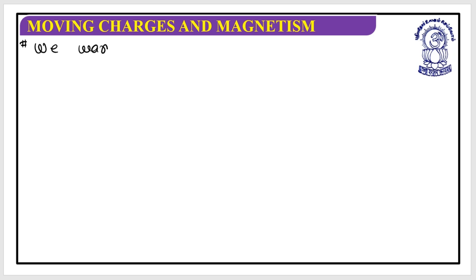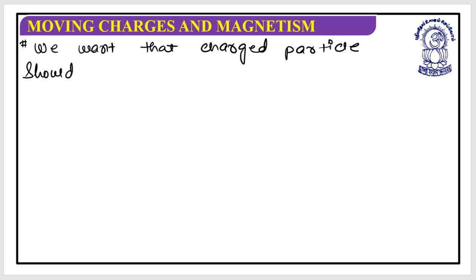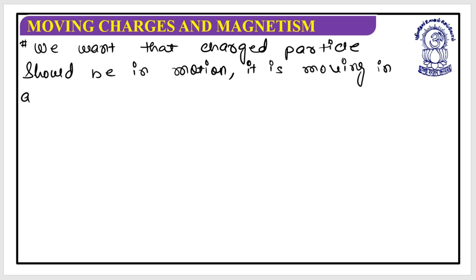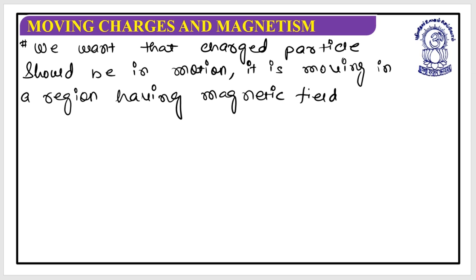Shall we discuss the second case study over it? We want that a charged particle should be in motion and it is moving in a region having magnetic field and electric field.